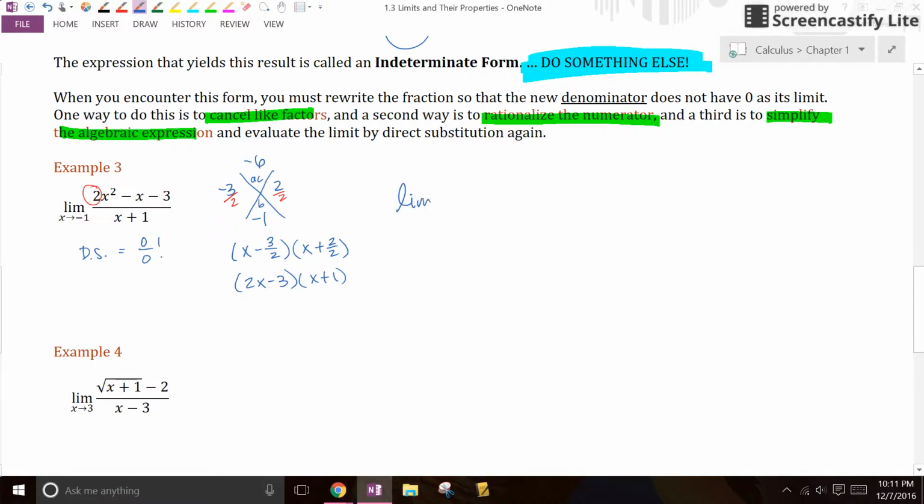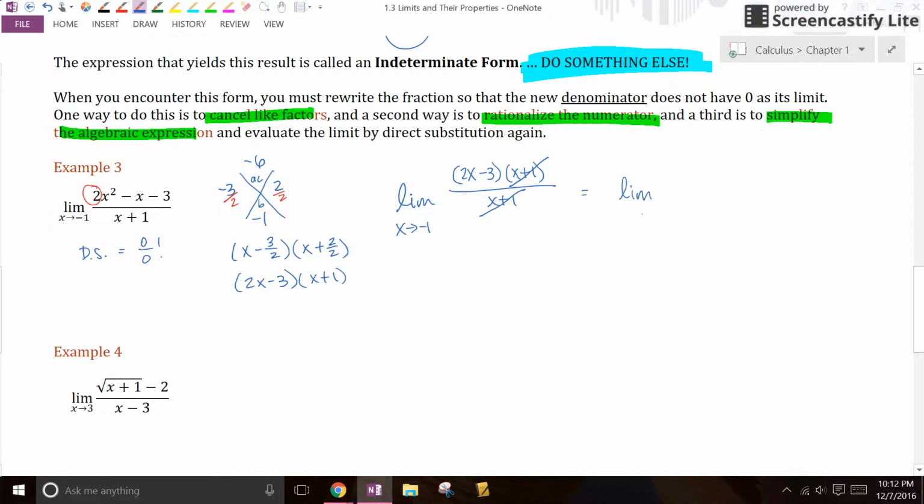So our new problem becomes the limit as x approaches negative 1 of the top, which is 2x minus 3 over x plus 1, all over the bottom, which is x plus 1. Oh, look at that. This factor cancels this factor. That would make a hole in the graph, but we don't care about the graph. We're talking about the limit.